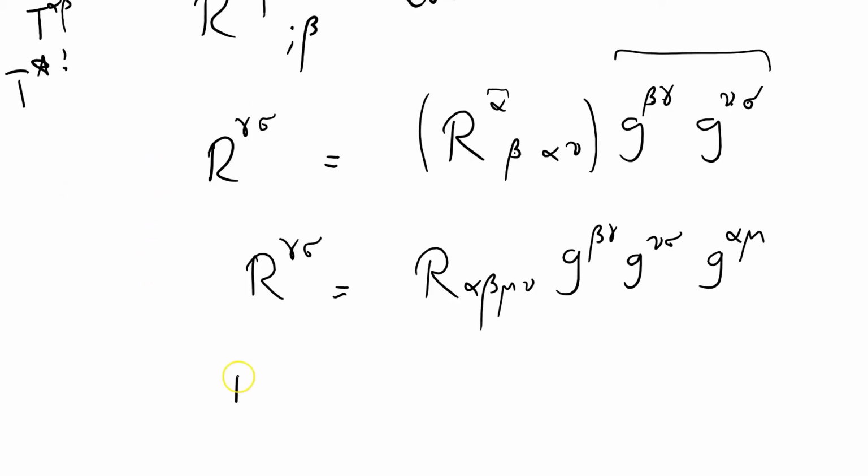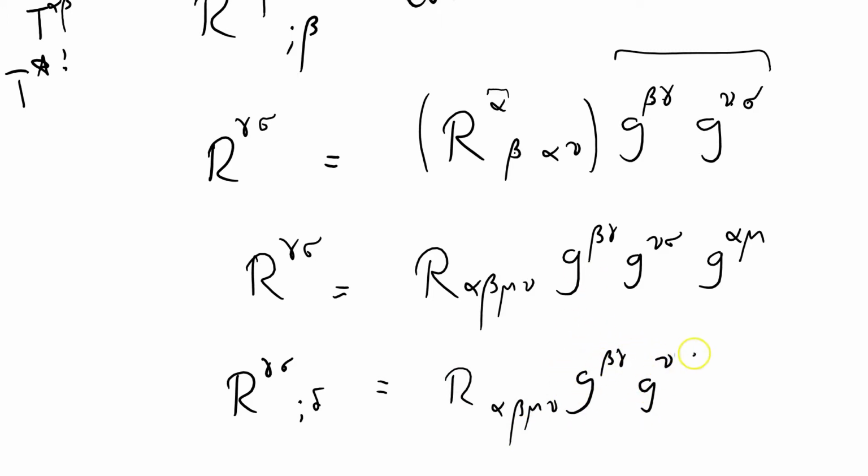Okay, so now I have to evaluate R gamma sigma semicolon. Well, what I'm actually going to do is take a covariant derivative with respect to delta, and that equals R alpha beta mu nu, just copying from here, G beta gamma, G mu sigma, G alpha mu. Oops, that's a beta. I'm so used to writing alpha, beta. Put it in brackets just so we know where we are, semicolon delta.